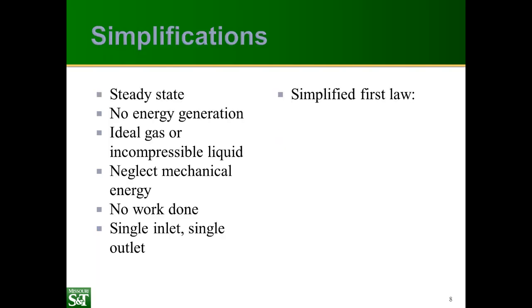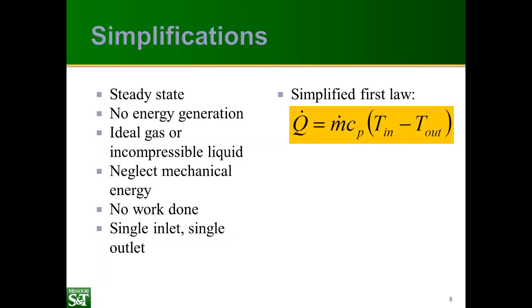So there are some important simplifications. If we assume that our system is steady state, we're not generating any energy. Our fluid is either an ideal gas or an incompressible liquid. We neglect our mechanical energy. We don't worry about work. And we only have one outlet and one inlet. So the fluid comes in at one spot, flows through the system, and leaves at one other spot, and that's it. Then we can actually simplify the first law to heat transfer equals mass flow times specific heat times change in temperature between the inlet and the outlet. So this form can be useful to relate the energy absorbed by a fluid to its temperature increase.